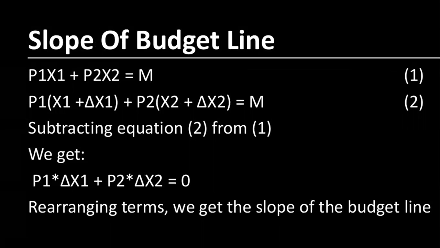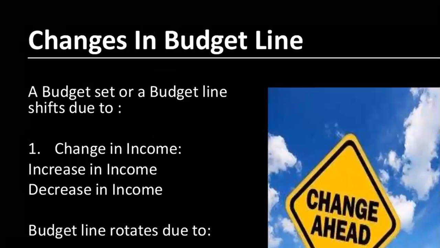Slope of the budget line. We know the slope of the budget line is calculated as the change in the variable on the vertical or y-axis divided by the change in the variable on the horizontal or x-axis. Take the example of apples and bananas. The slope of the budget line will be the number of units of banana consumed, meaning sacrificed, for each additional apple.